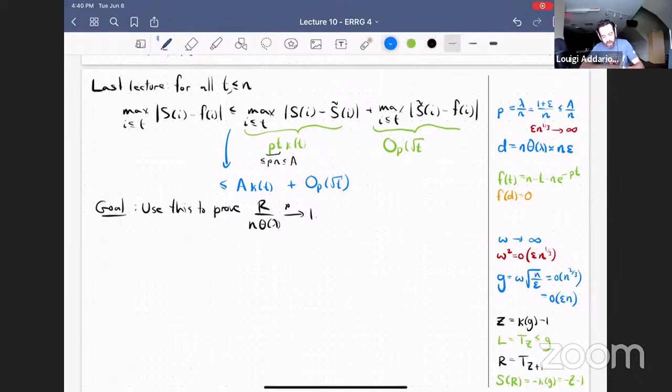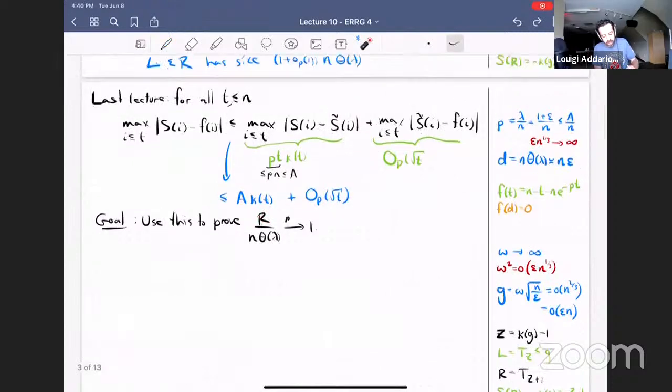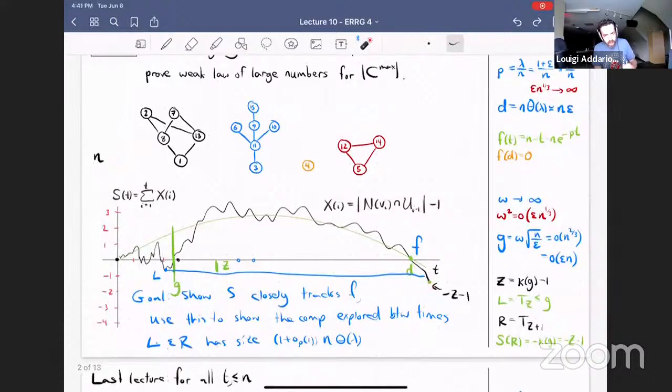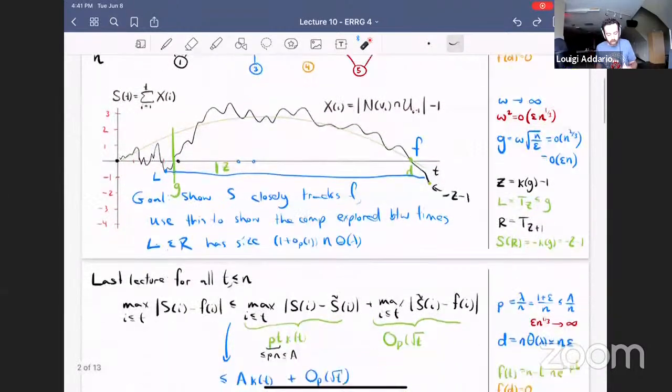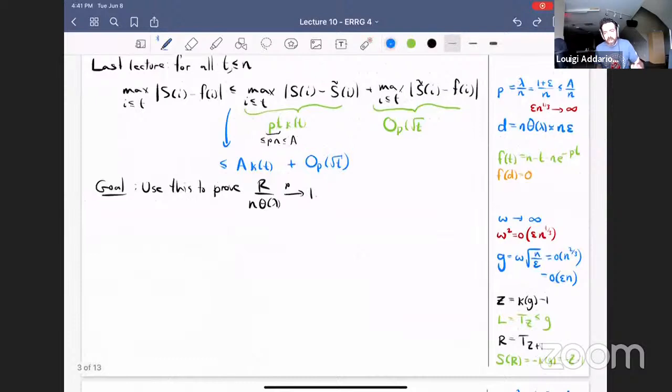Right, so let me prove this. I know that S is closely tracking f, so if I'm going to use that to prove something about when S hits this local minimum, I'm going to need some information about f. So let me just tell you the information I'm going to use about f, which I'm going to get just by taking derivatives of f and doing some simple computations. So let me just state the proposition and then use it to finish with our goal, and then I'll return to proving the proposition at the end.